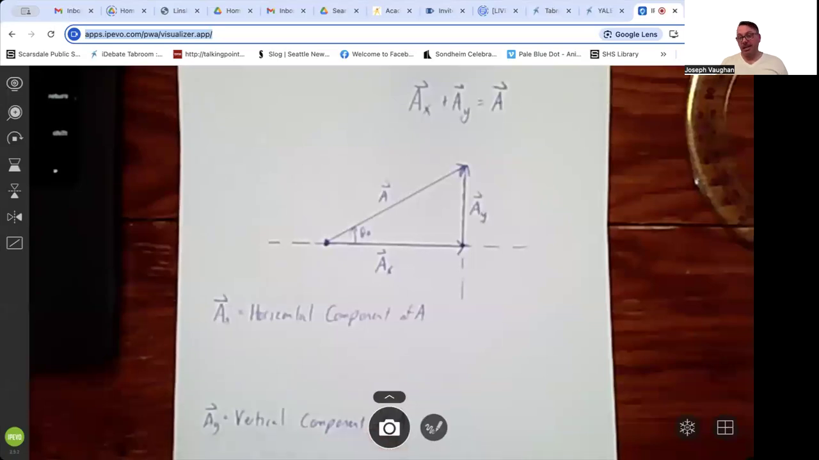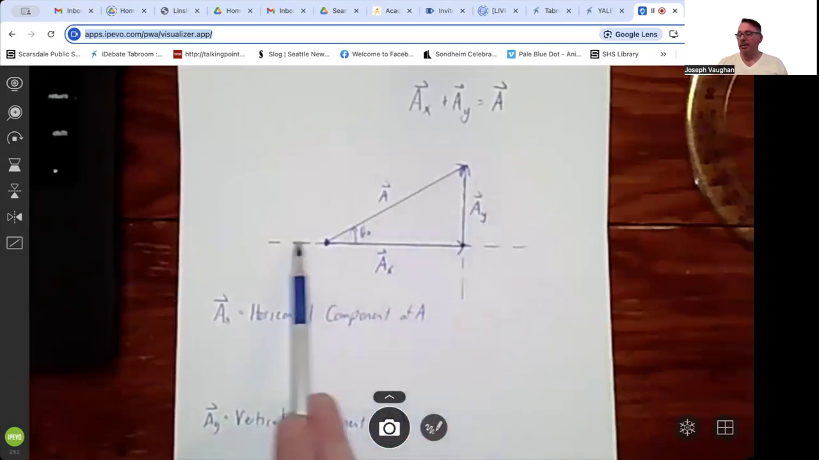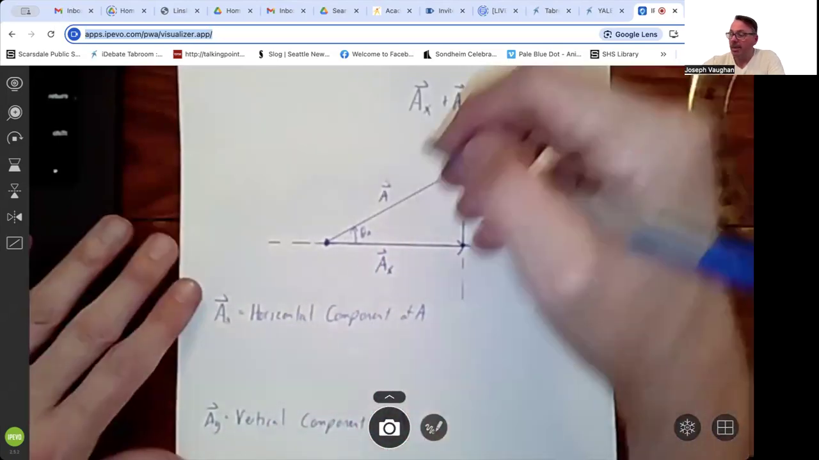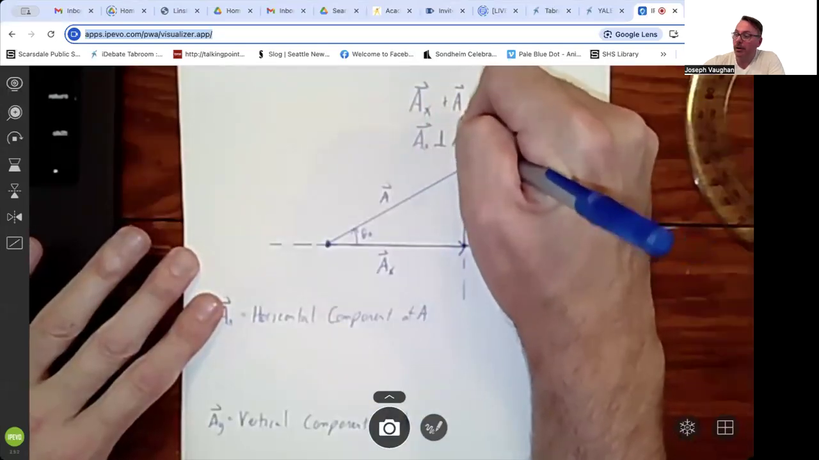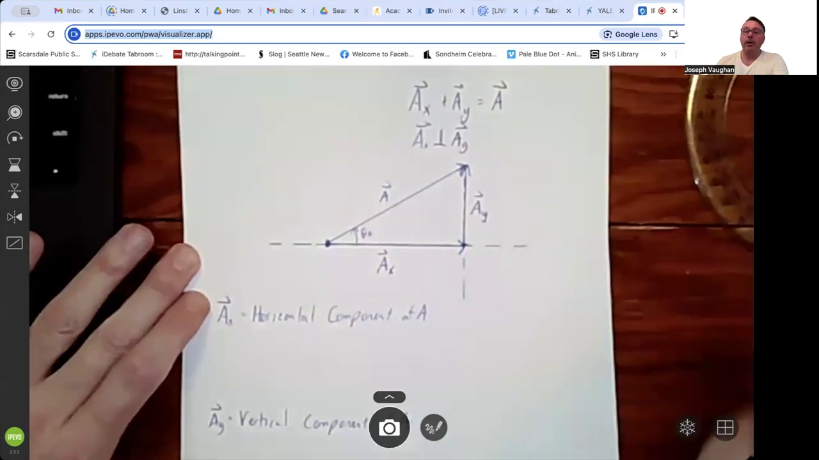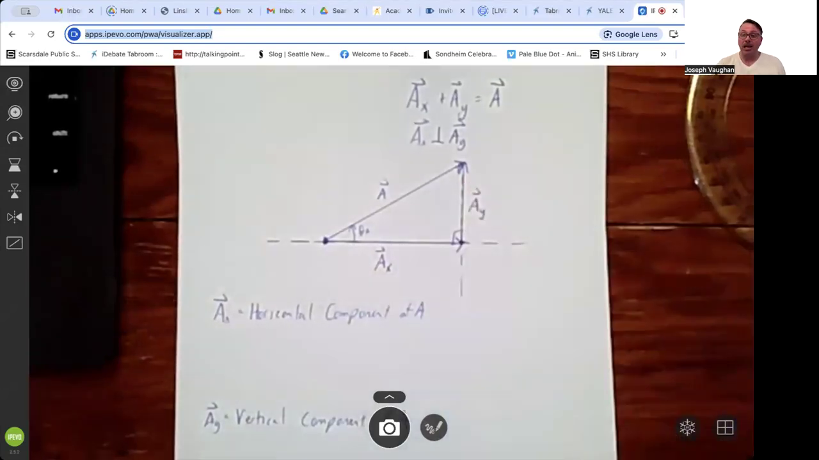But from a vector standpoint, if this is 3 and this is 4, then this is 7. I think we would all understand that A sub X is always necessarily perpendicular to A sub Y, so we're going to be able to exploit some very important tools in order to do the math with this stuff. We're going to be able to exploit the Pythagorean theorem, since I have a right triangle by necessity, and I'm going to be able to exploit right triangle trigonometry.